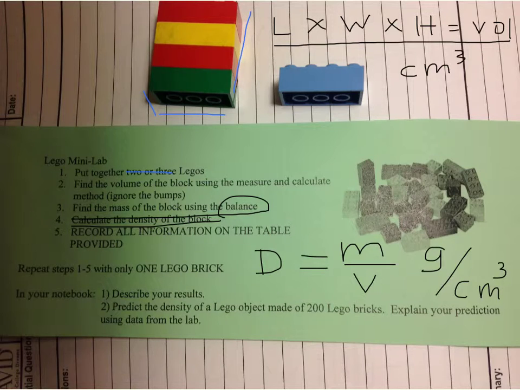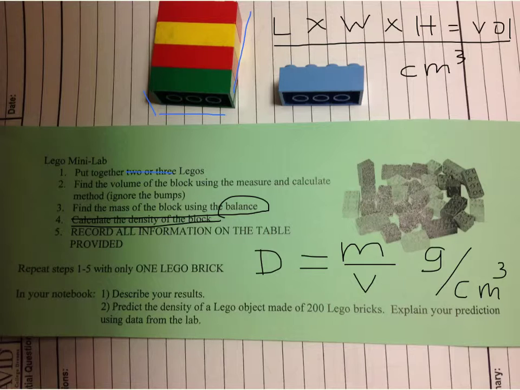You will create a data table on a piece of paper or on an electronic device if that's what you're using, and you're going to record the information on the table provided. The table will ask you to record the length, width, and height of your Lego creation. It's asking you to include formula calculations and your answer for the volume, the mass, and calculations and answer for the density of your object.